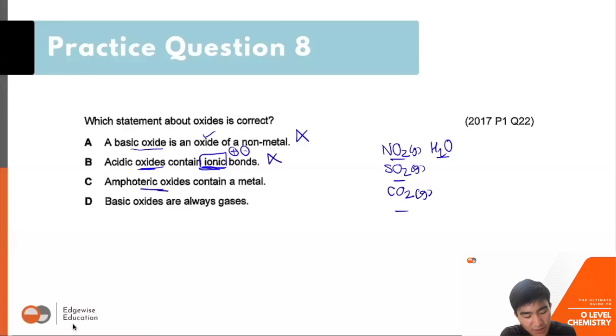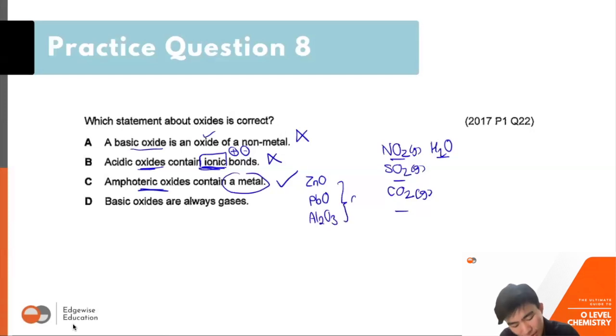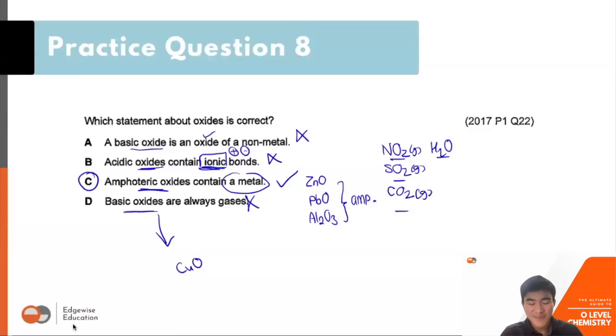Now, C, amphoteric oxide contains a metal. Is this true or false? I see answers coming. Very good. So this is true, because only zinc oxide, lead oxide, and aluminium oxide are the only 3 amphoteric oxides. Other than that, there's no other amphoteric oxide. And last one, D. C is the correct answer. Basic oxides are always gas? No. Copper(II) oxide is a black solid. So this is wrong.